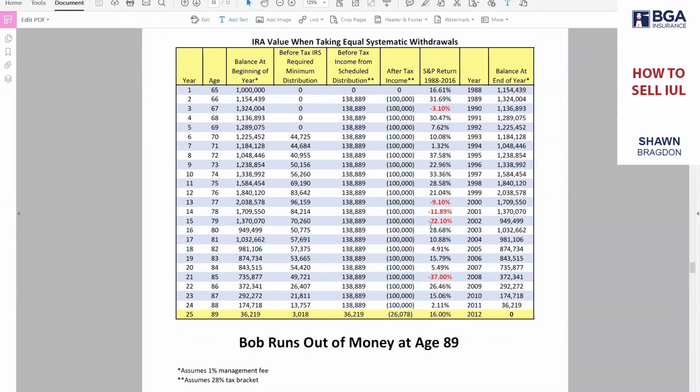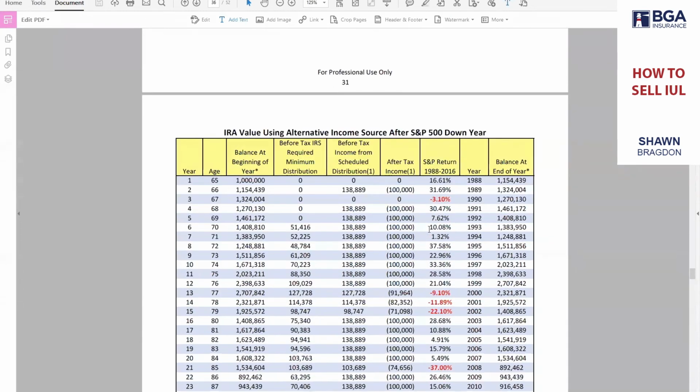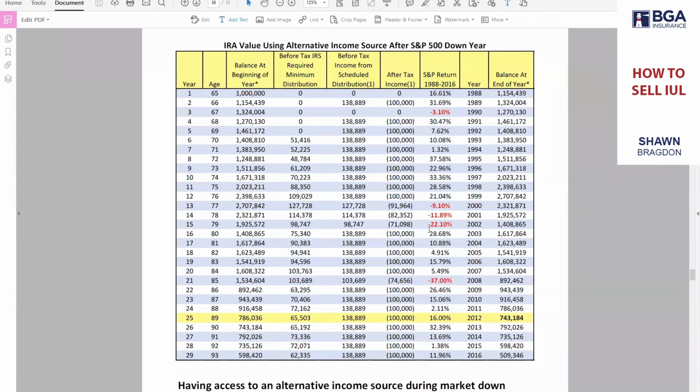Now, had you met Bob 15 years ago when he was 50 years old, and you suggested Bob buys an index UL policy designed for retirement, he would have been much better off. And it's not like you would need to have him put a lot of money into that index UL.